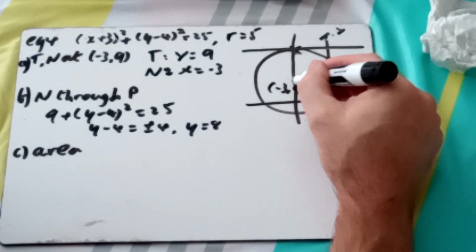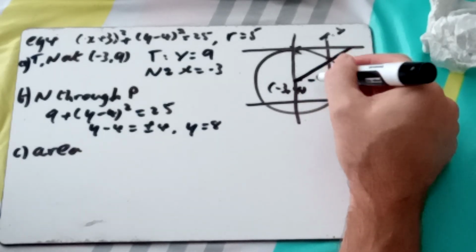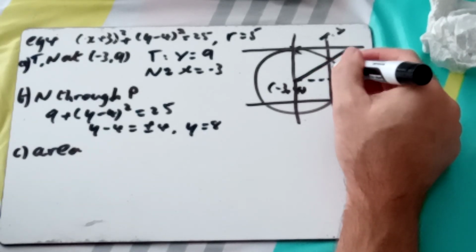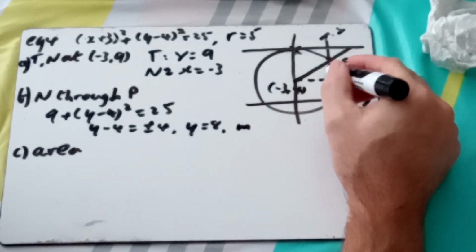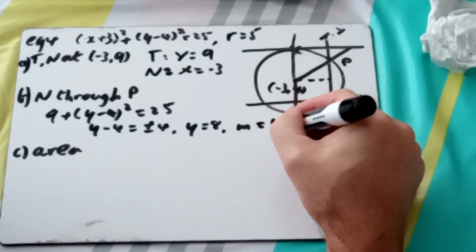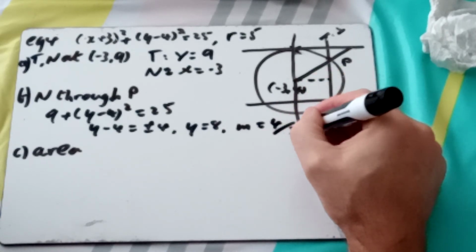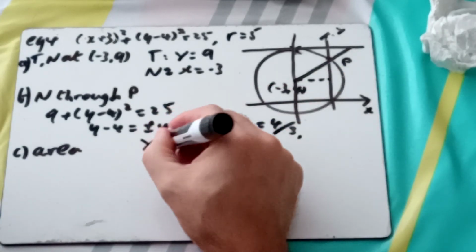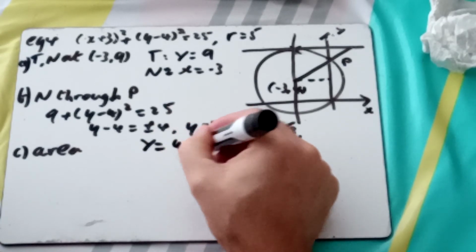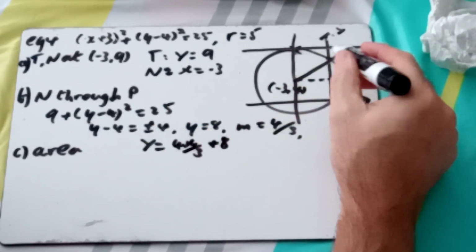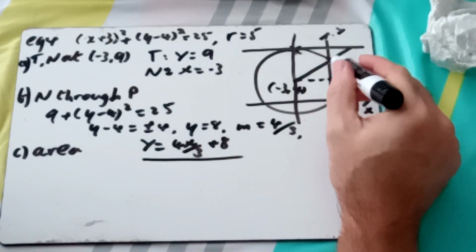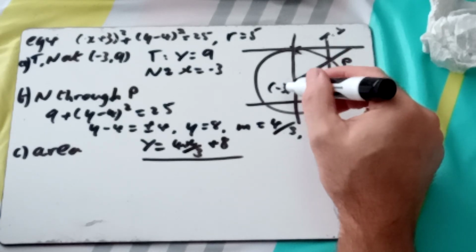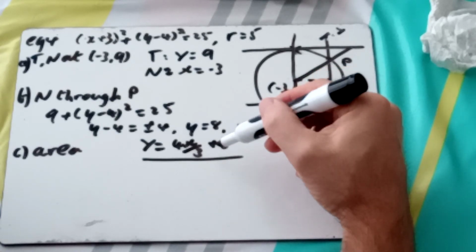I can do my right angle triangle now and say that I've gone along 3 and up 4. So my gradient m is the change in y, up 4, over the change in x, 3, and so the equation is simply y equals 4x over 3 plus 8 because it goes through the y-axis at 8, and that's my intercept. So that's an equation of the normal through the centre and through that point there. I can check it by sticking in x is minus 3 and getting y is 4, because it works as well.